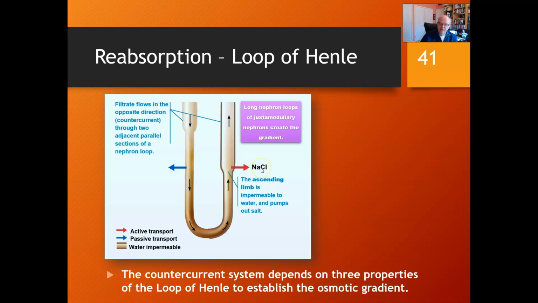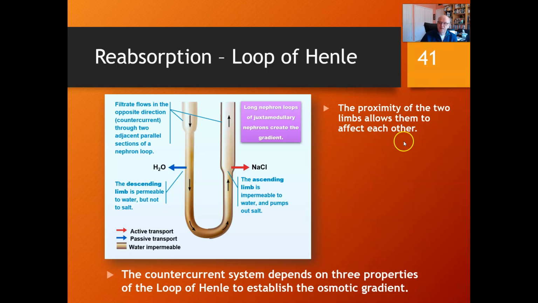You pump out sodium here, but water can't get back in here. And this side, water is drawn out of here, but salt can't get in there. So we pump salt out here, and it makes a whole area hyperosmotic, and water is drawn out of here by osmosis, and it tries to dilute the interstitial fluid. But as it does so, it's carried away in the blood in the vasa recta. So the proximity of the two tubules allows them to affect each other. So that one going up affects this one coming down.